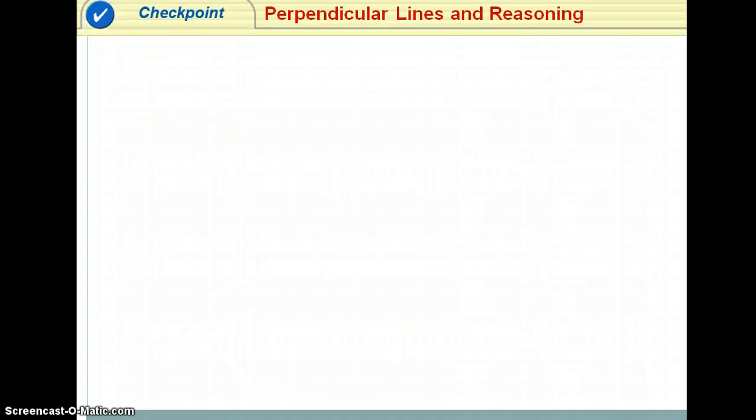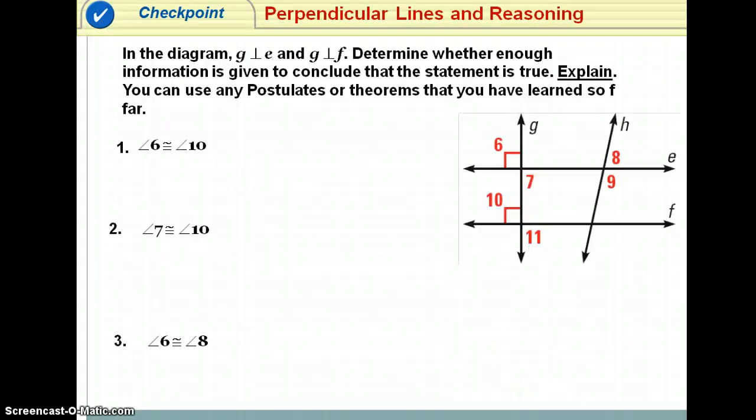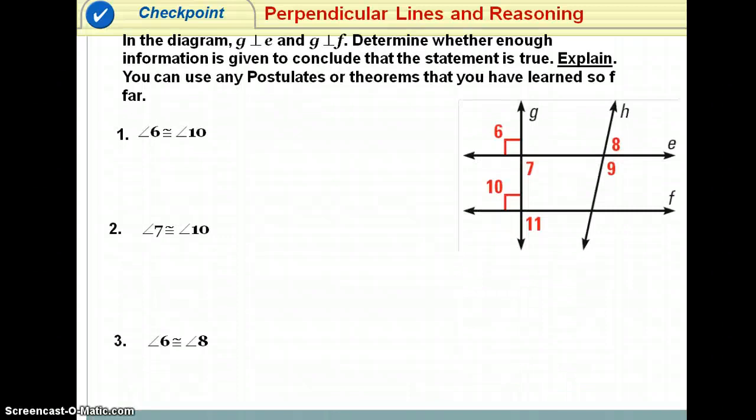Okay, so now you have a checkpoint. This should be drawn on your page. Don't know why that came up separate. So in the diagram, G is perpendicular to E. There's that notation again. G is perpendicular to E, and G is perpendicular to F. So we need to determine whether or not these statements are true and why.